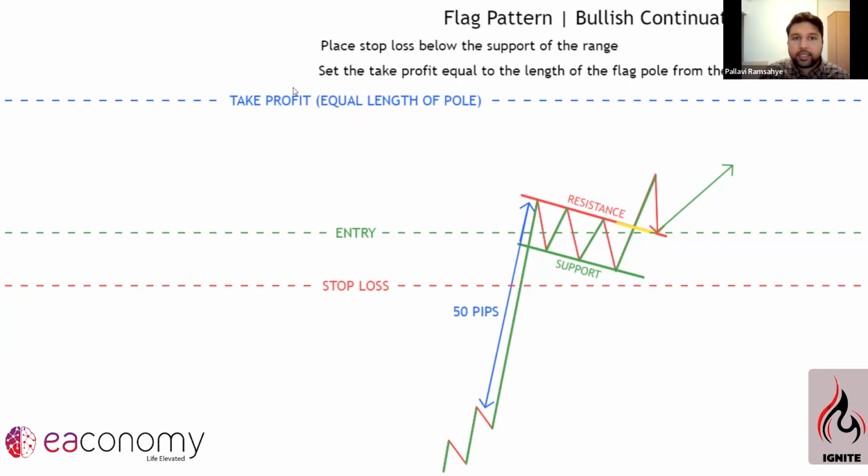And then with regards to the take profit, you're measuring the pole of the flag pattern, okay? And what you want to do in this case is 50 pips, okay? So what you'd do is calculate what 50 pips is from the entry point, from the breakout point, sorry. So from the breakout, you'd count the 50 pips and then you'd set your take profit. And that's simply how the flag pattern works.